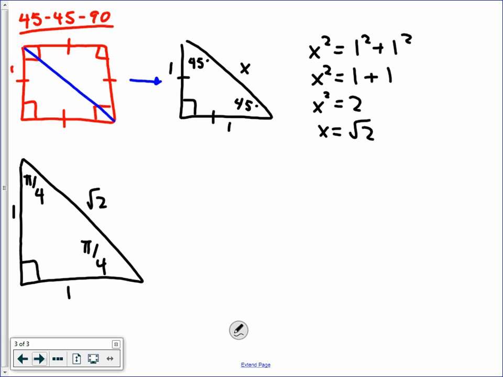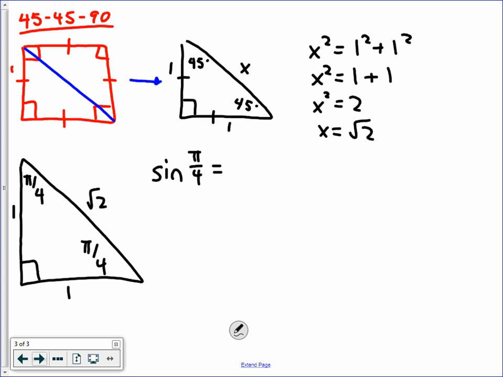Now, can somebody tell me why I care about special triangles? Can it help you with the unit circle? Yes. But what can this give me? What will this give me always? SOH-CAH-TOA is right. But what I can figure out is what this angle is, and that angle is also.